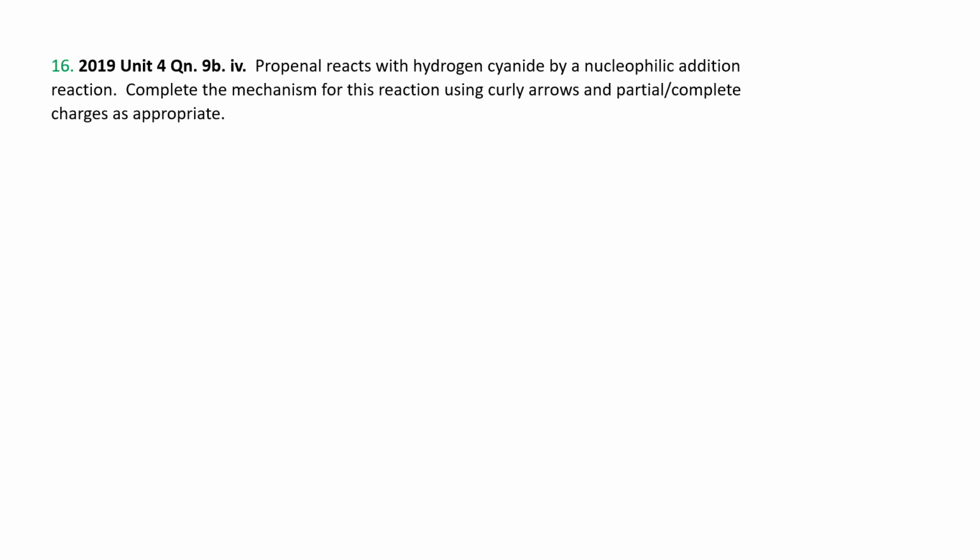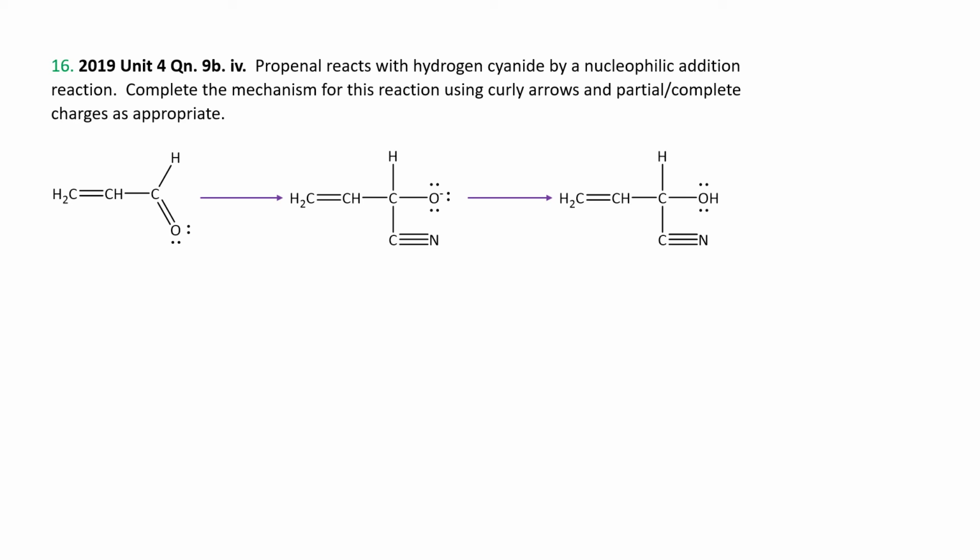Propenal, so now we're talking about an aldehyde, reacts with hydrogen cyanide, right? A nucleophilic addition reaction. Complete the reaction using curly arrows and partial or complete charges as appropriate. So again, it starts us off, there's propenal. We're adding a cyanide to give us this final product here.